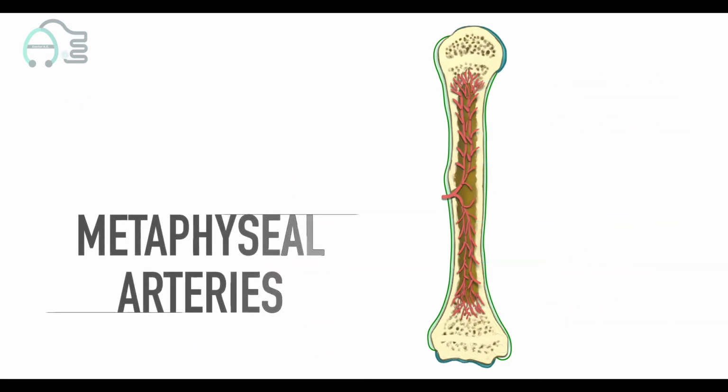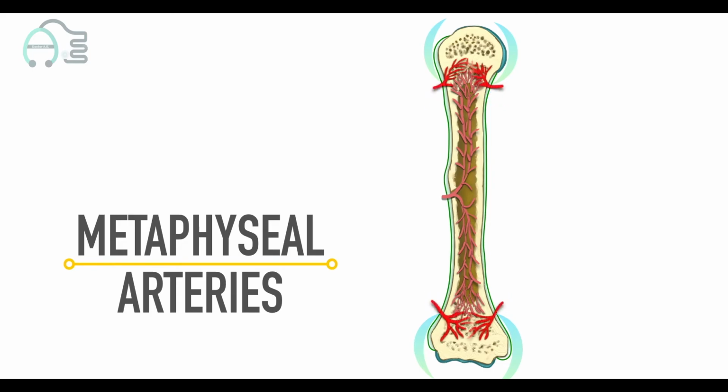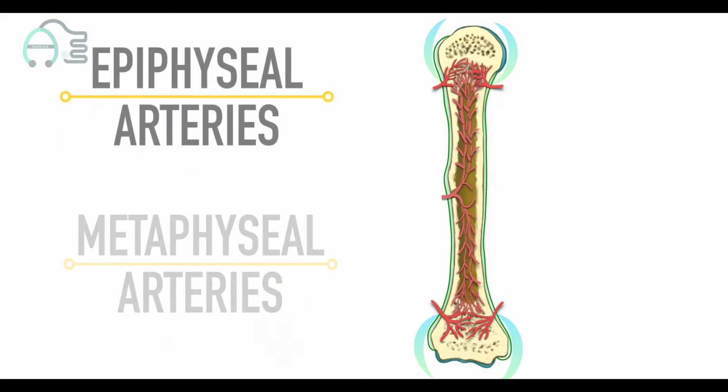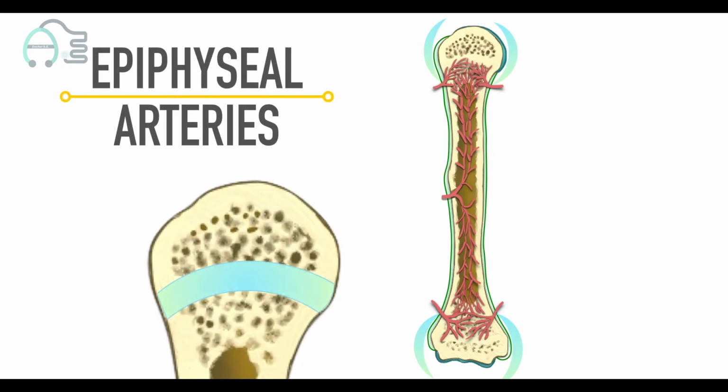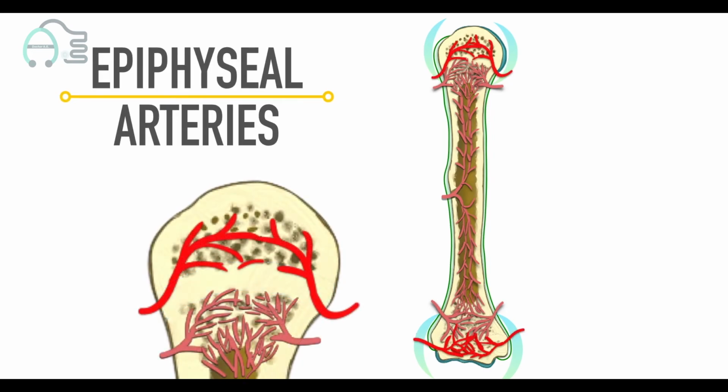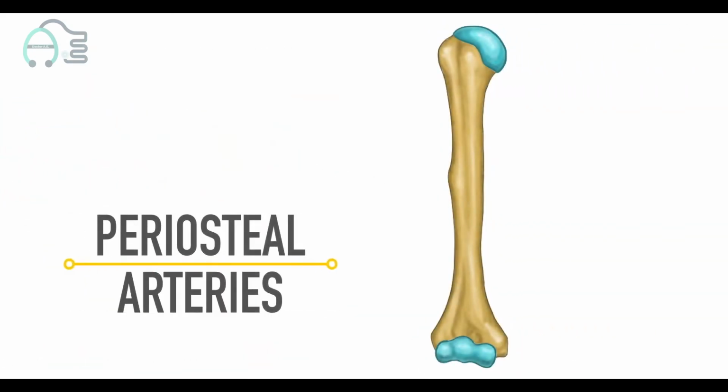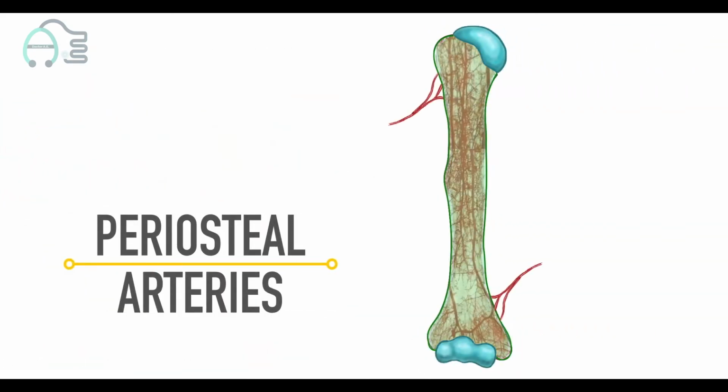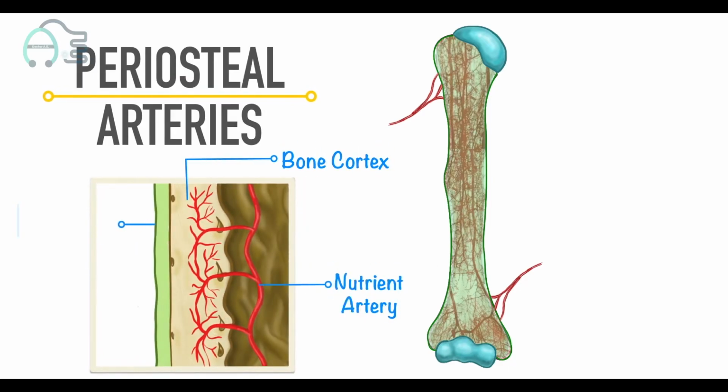Metaphyseal arteries. They are direct branches from the neighboring systemic vessels. They anastomose with the epiphyseal arteries only after ossification of the epiphyseal plate of cartilage. Epiphyseal arteries. They arise from periarticular vascular arcades and supply the epiphysis. Periosteal arteries. They arise from the periosteal plexus and supply mainly the cortex.